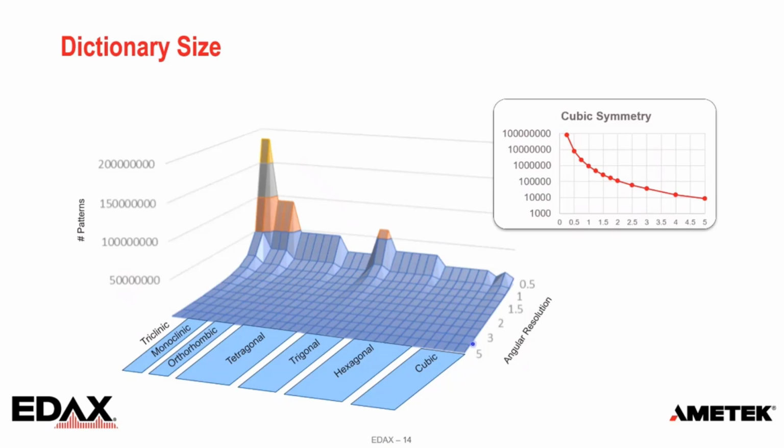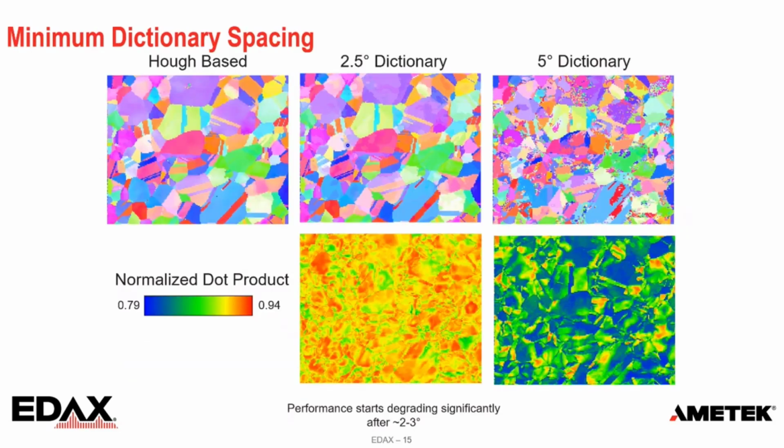So this is just showing, as a function of the angular resolution and the point group due to the symmetry, how many different patterns there are to index. So you can see that for low point group symmetries, this can become extremely expensive. And here's just visually showing you that you need sort of that 2 to 3 degree resolution before your closest simulated pattern is too far away from the experimental pattern to give you a good result. And that's reflected both in the noise and in what the maximum dot product is.